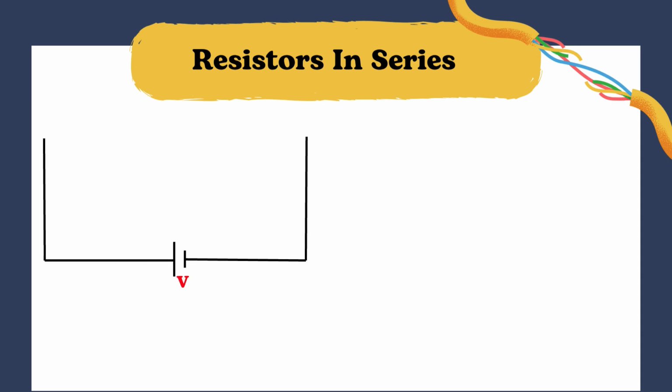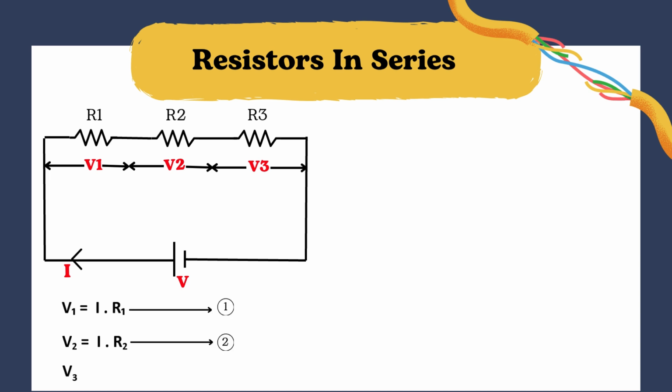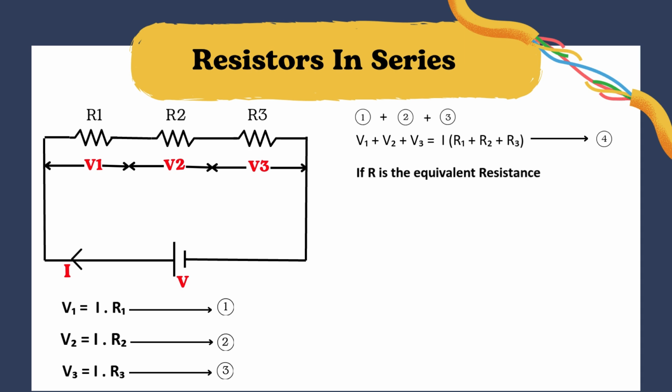When resistors are connected one after another, like this R1, R2, and R3, they form a series connection. In this type of connection, the same current flows through all resistors. Each resistor causes a voltage drop, so we get V1 equals I times R1, V2 equals I times R2, V3 equals I times R3. Adding all these voltages, we get V1 plus V2 plus V3 equals I times (R1 plus R2 plus R3). If we replace all the resistors with a single equivalent resistor R, then V1 plus V2 plus V3 equals I times R.